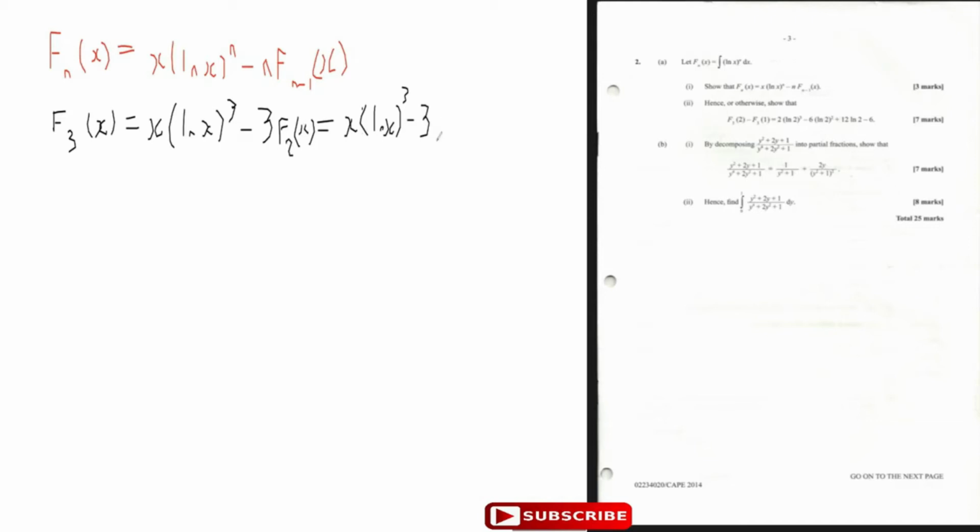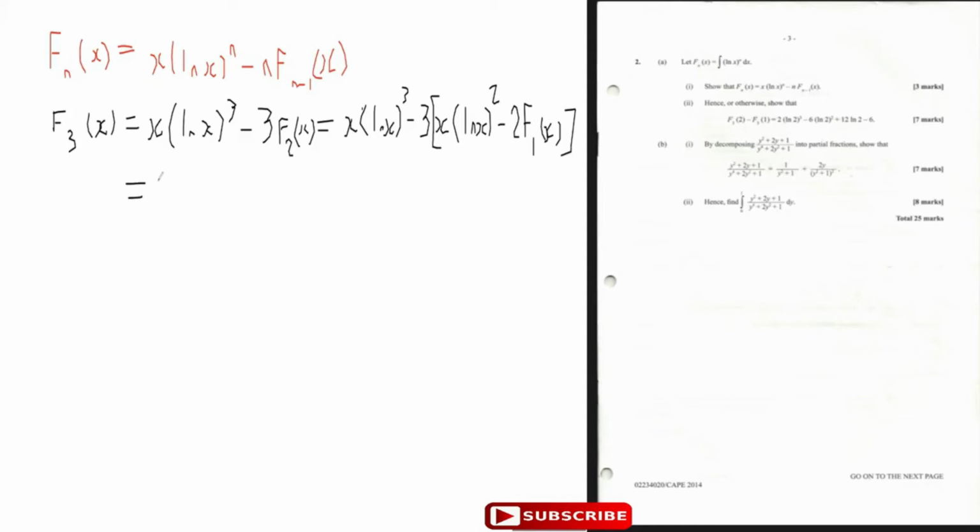And what is f2 of x? Well, f2 of x is we're going to replace n again with 2 now. So f2 of x is x times ln x square minus 2 times, replace with 2, it becomes 2 minus 1, which is f1 of x. All right, so before it looks any more complicated, I'm going to simplify what this is.